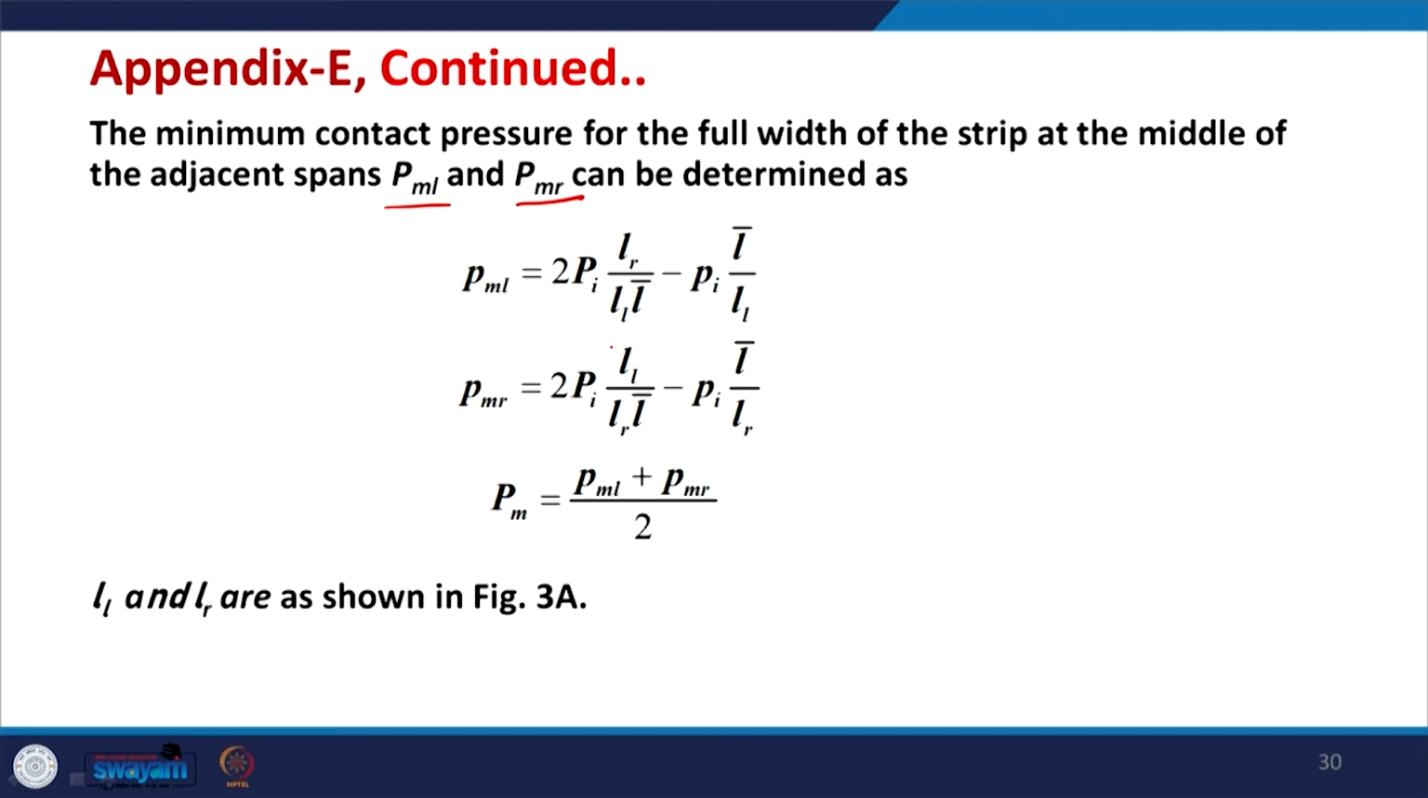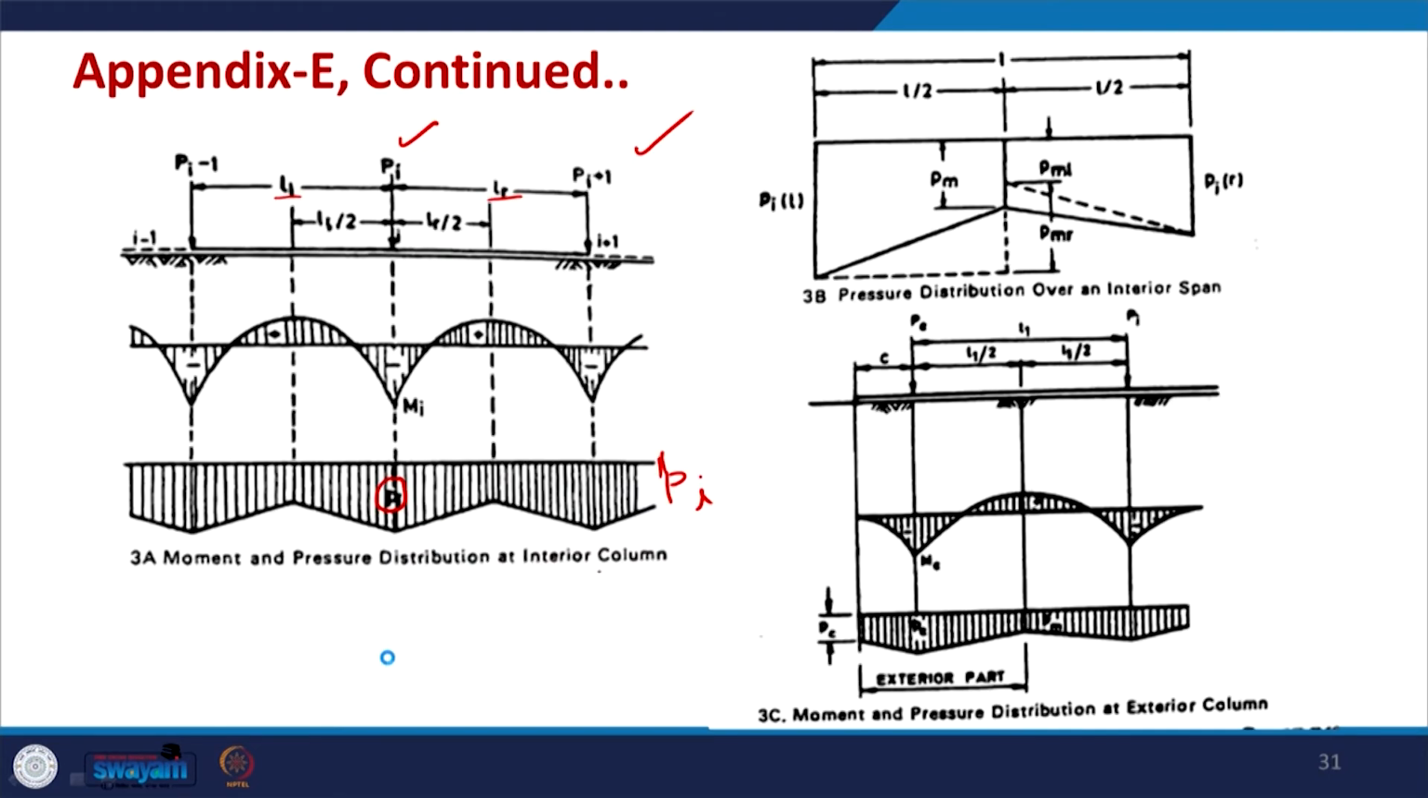But if you find it rather than at the left hand side and the right hand side, then this should be also small, the small PM can be calculated from this relation, which is the average you get from these two, and LL and LR we have already discussed, that is shown in figure 3a. Okay, so we are done with figure 3a and 3b we have also used.